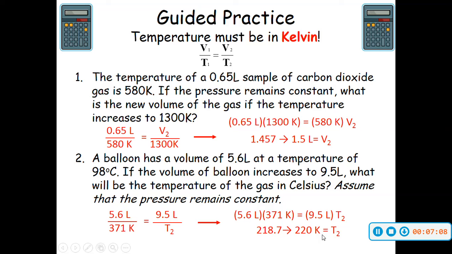But you know what? I think I forgot to convert it back to degrees Celsius like the question asked. So if we take 220 and subtract 273, then our final answer is negative 53 degrees Celsius. Please make that correction. Your final answer should be negative 53 degrees Celsius as your final temperature.